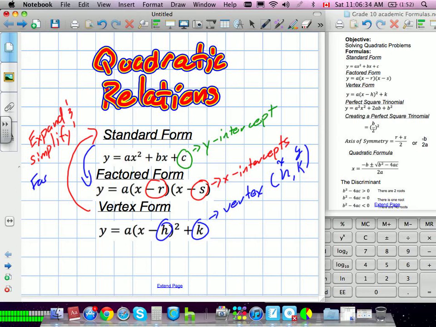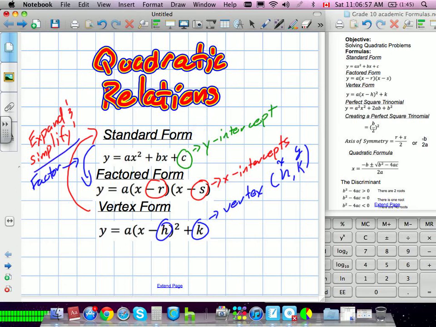Okay, so this is kind of like a flow chart, and we're going to talk about why each of these is good and what we can get from them. Most of the time, we are going to see things in standard form when we get an equation. We're going to have to work from there. Okay, but we'll go through a couple examples of the very first thing. We're going to go through expanding and simplifying, so going from specifically vertex form to standard form.